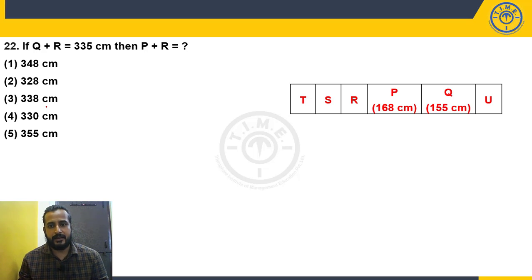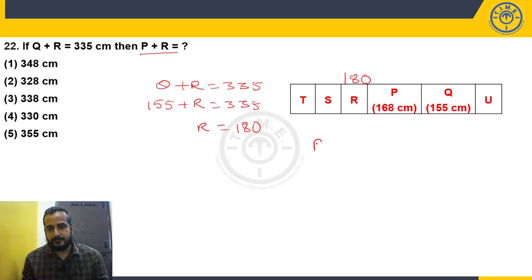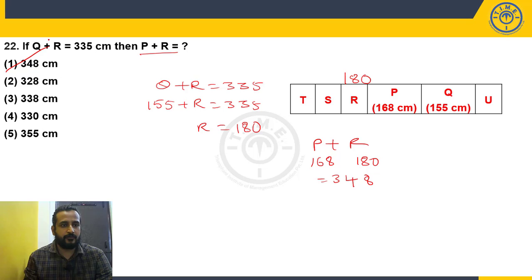Q plus R equal to 335. Okay, let's see. What is the Q? 155 plus R is equal to 335. So R is equal to 180. Now what is the question asked? P plus R. So 180 plus 168, which is 348. Choice 1. So these are the new kind of question types. Fine.